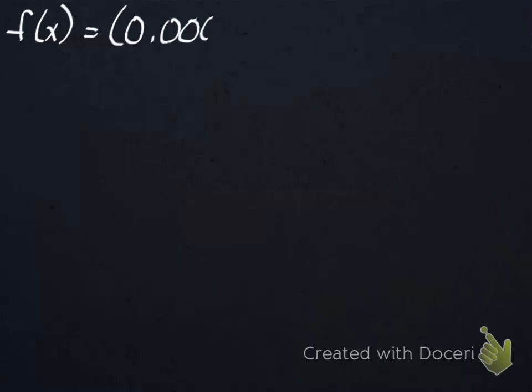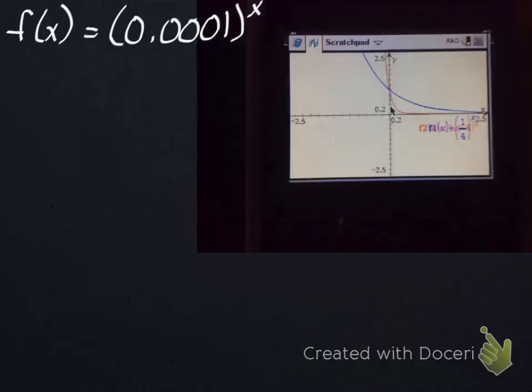What do you think is going to happen if I asked you to graph f of x equals 0.0001 to the x? Do you think that's going to be a growth or decay? Decay. So what is the same? It's a decay. It is almost a 90-degree angle. So the smaller that number gets, the closer to 0 that number gets, the steeper the slope.